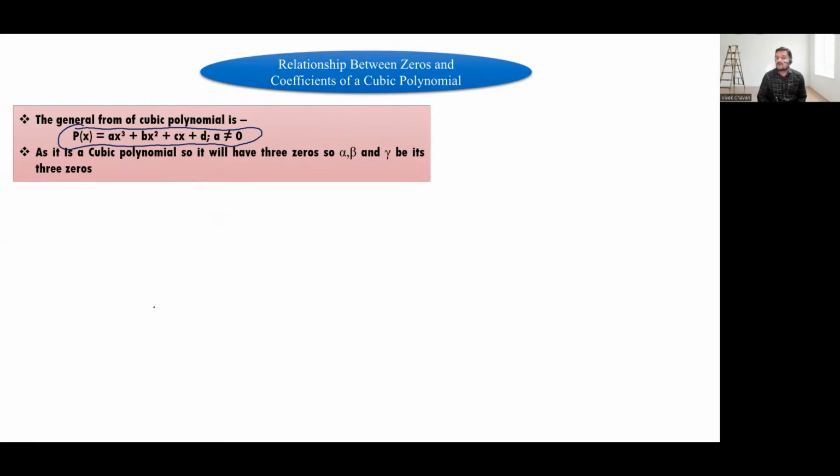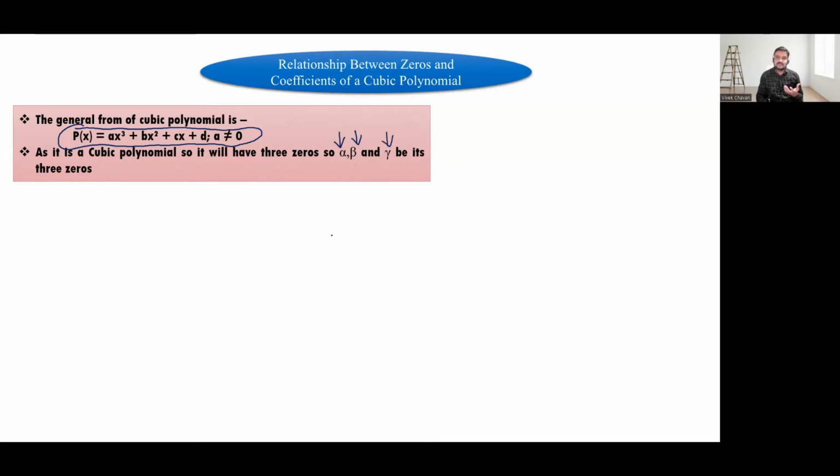As it is a cubic polynomial, how many zeros will it have? How many zeros will it have? 3 zeros it will have. Somesh, yes, correct. Varad, correct. So 3 zeros it will have. The first zero is alpha, the second zero is beta, and the third zero is gamma.